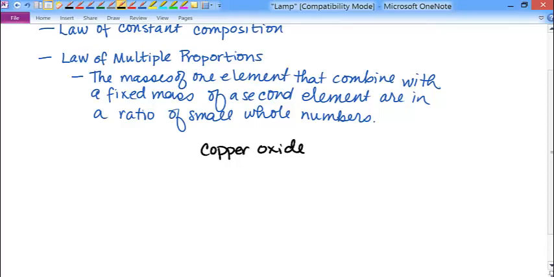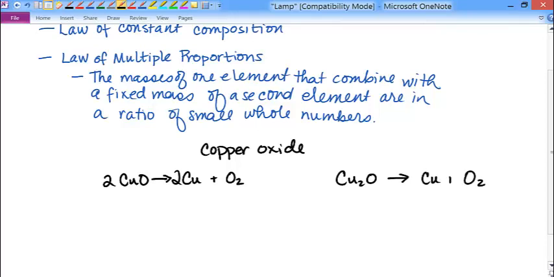Now there are two types of copper oxide that exist. There's copper 2 oxide and there's copper 1 oxide, and both of those could be decomposed into its elements, copper and oxygen, and then of course we should balance this equation. Or this one could be decomposed into its elements, which of course are also copper and oxygen, and then we should balance it. So both of these two things could happen. And so that's what the law of multiple proportions is about.